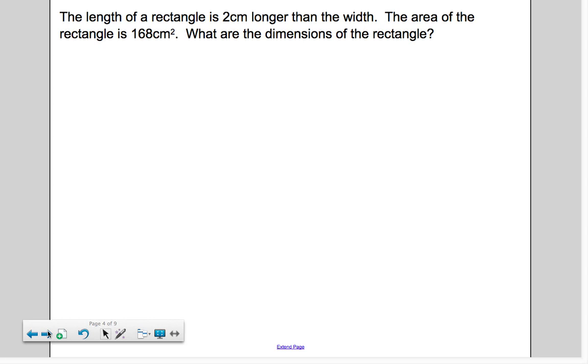Okay? So let's take up this question. We have a rectangle, 2 centimeters longer than the width. And the area is 168 square centimeters. What are the dimensions of the rectangle? I know, not the most exciting question in the world.